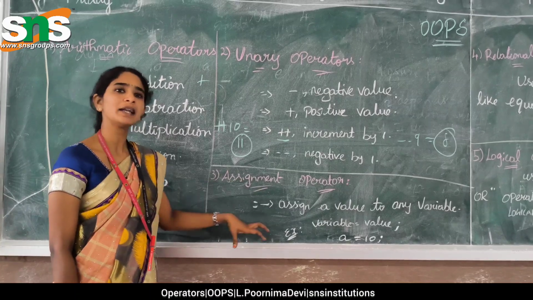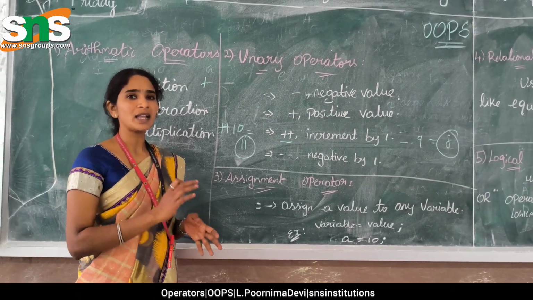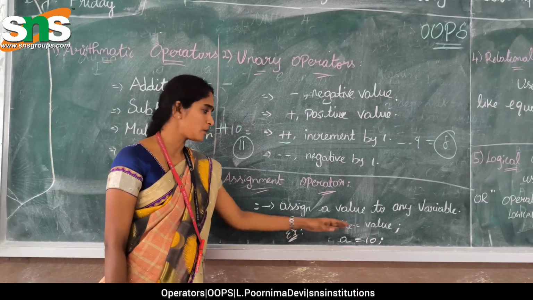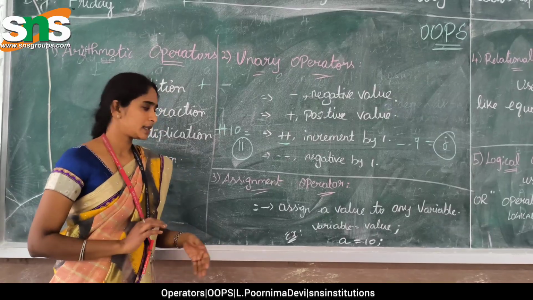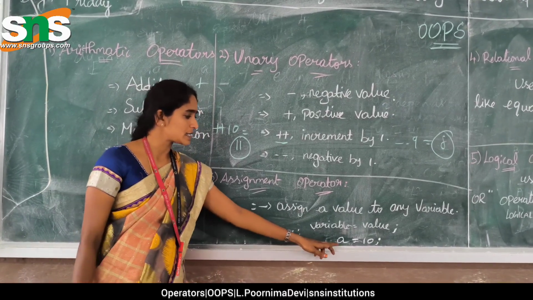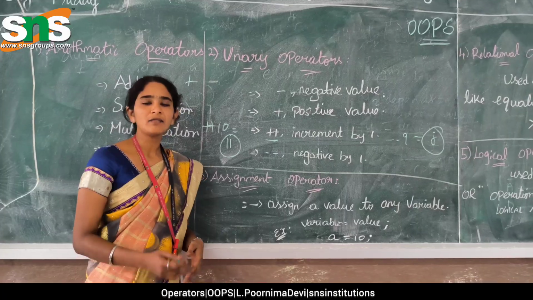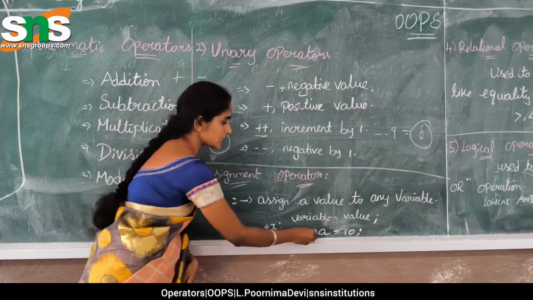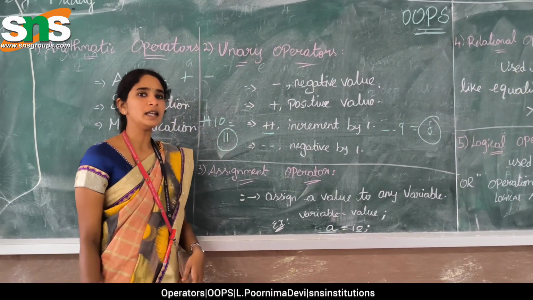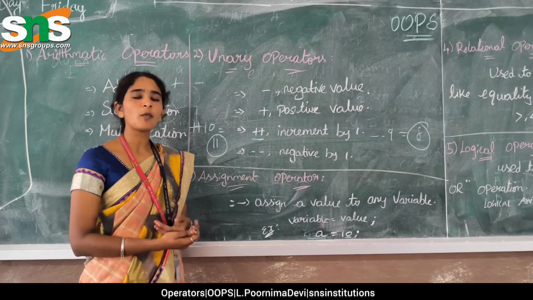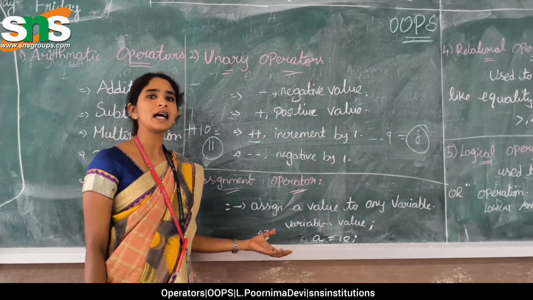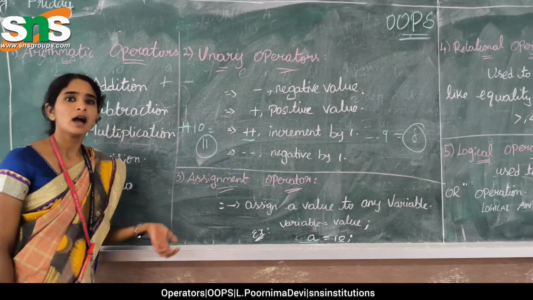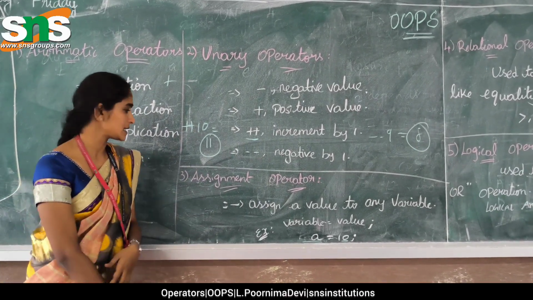The next one is the assignment operators. In assignment operators, we assign values to variables. The variable name is chosen according to the programmer's knowledge. For example, if the variable name is a, I assign the value 10 to the variable a. This is the variable name and this is the value of that variable. We use equal to as the assignment operator. So these are the basic three operators: the first is the arithmetic operator, the second is the unary operator, and the third is the assignment operators.